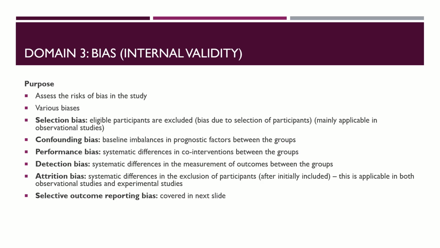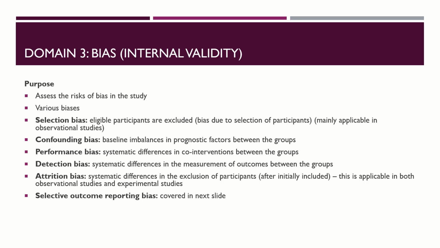Domain 3 is bias or internal validity, and the purpose here is to assess the risk of bias in the study. What is risk of bias? It's what people call a systematic error, as opposed to random error, which happened by chance, or measurement error, which arose because there were some problems with accuracy, precision, or sampling error in terms of where the sample was taken or when it was taken. This happens because of design, and this could be conscious or unconscious.